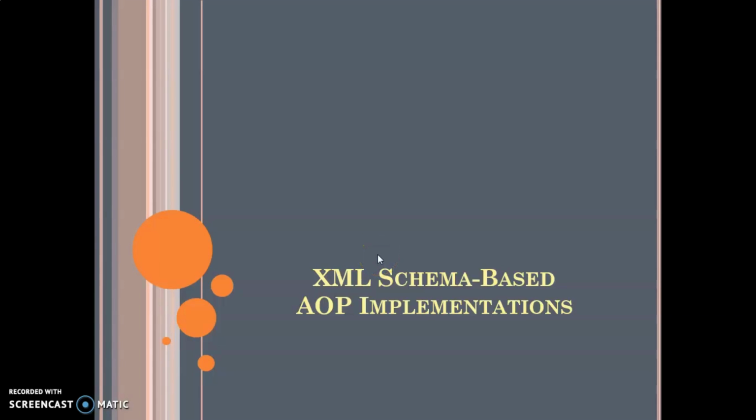In our previous video, we had seen an example of AOP using the lower level Spring AOP API. Therein, we had created a class which implemented the method before advice interface, and it implemented the whole AOP example using the method before advice, right? In this particular video, we will be talking about XML schema based AOP implementation.